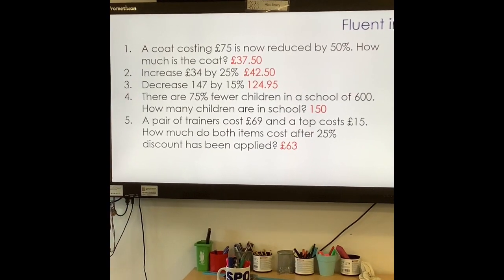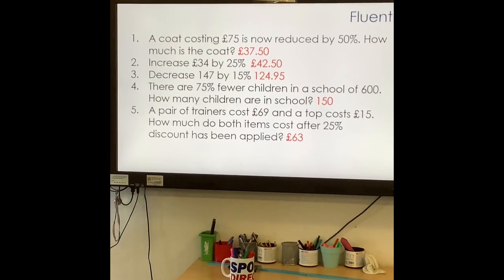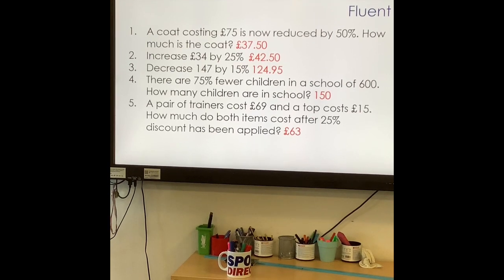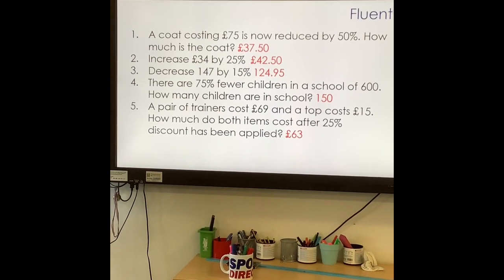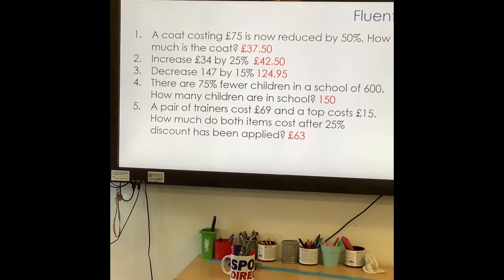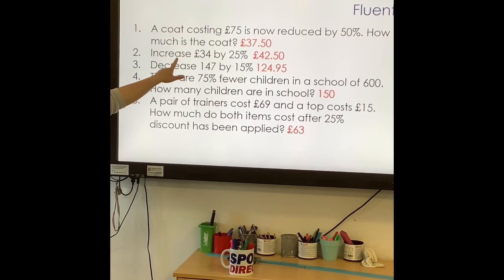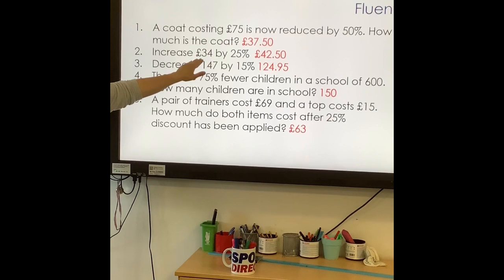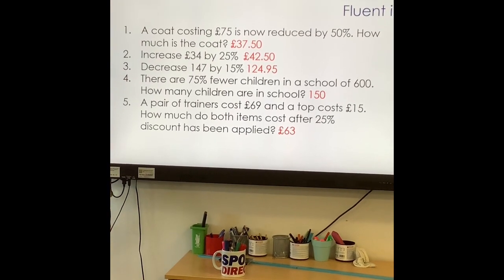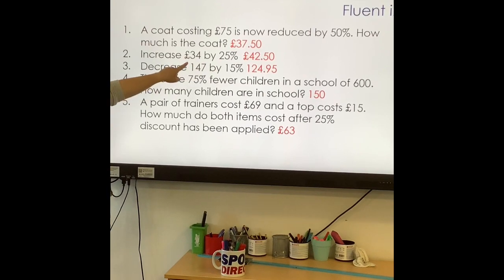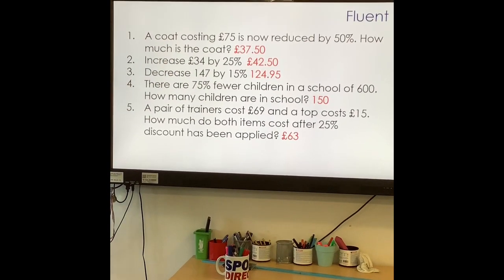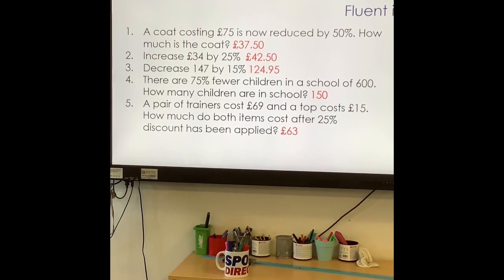So, we worked out from number 1 that 50% of 75 was £37.50, so if they've been reduced by 50%, the new price is £37.50. Now, this time it's increased, you have to increase £34 by 25%. So you need to find what 25% of 34 is, and then add that, because it's increased, and that gives you the answer of £42.50.